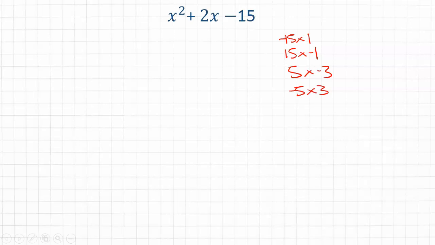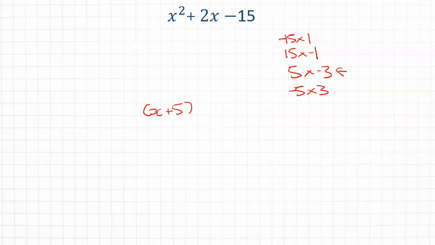To do that, as in the previous example, we look at the middle number next to the x in the expression. It is a 2, so we are looking for the pair that adds to a positive 2. Out of the pairs, 5 and minus 3 is the only pair that does this. Minus 5 and 3 gives you minus 2, so it can't be that pair.